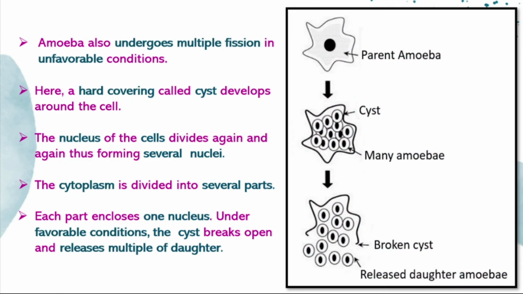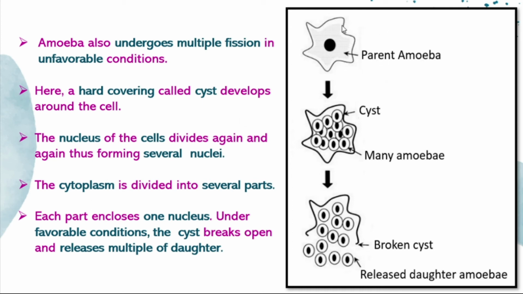Amoeba also undergoes multiple fission in unfavorable conditions. Binary fission is an asexual method producing two daughter nuclei in a favorable condition, when the environment is good. But amoeba also undergoes multiple fission when it is in an unfavorable condition.